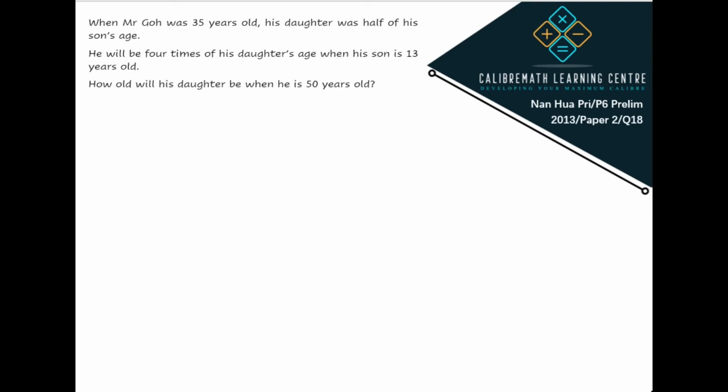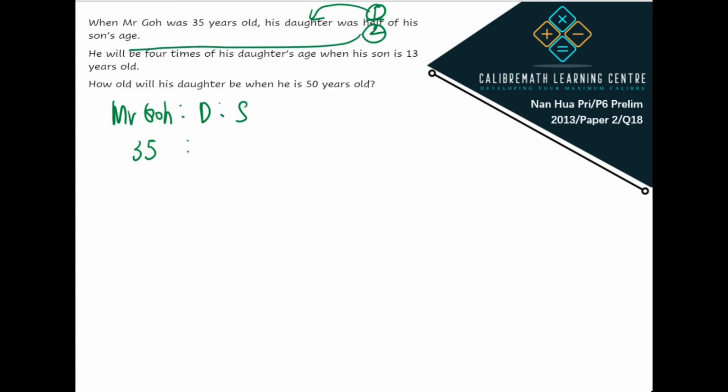When Mr. Goh was 35 years old, his daughter was half of his son's age. So let's represent this information with a ratio. So Mr. Goh to the daughter to the son. So Mr. Goh is 35, and then we know that the daughter is half of the son's age. So this 1 unit here refers to the daughter, and the 2 units here refer to the son. So the daughter is 1 unit and the son is 2 units.